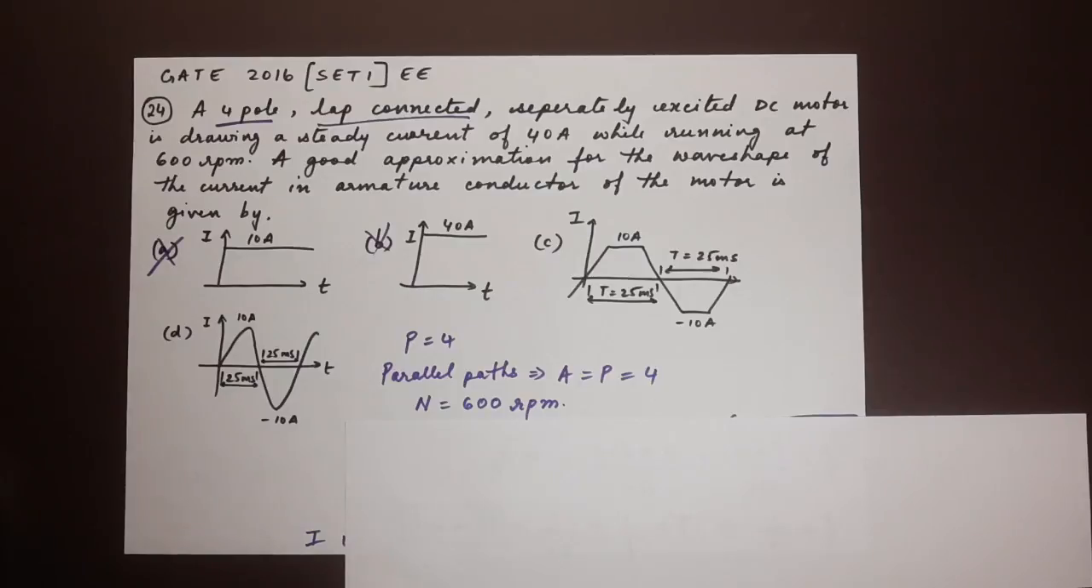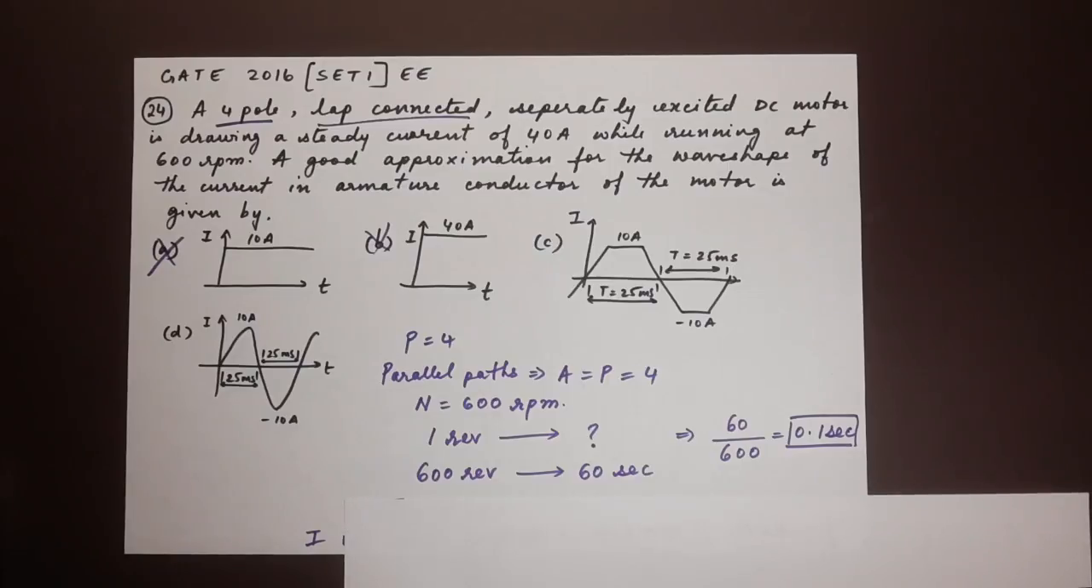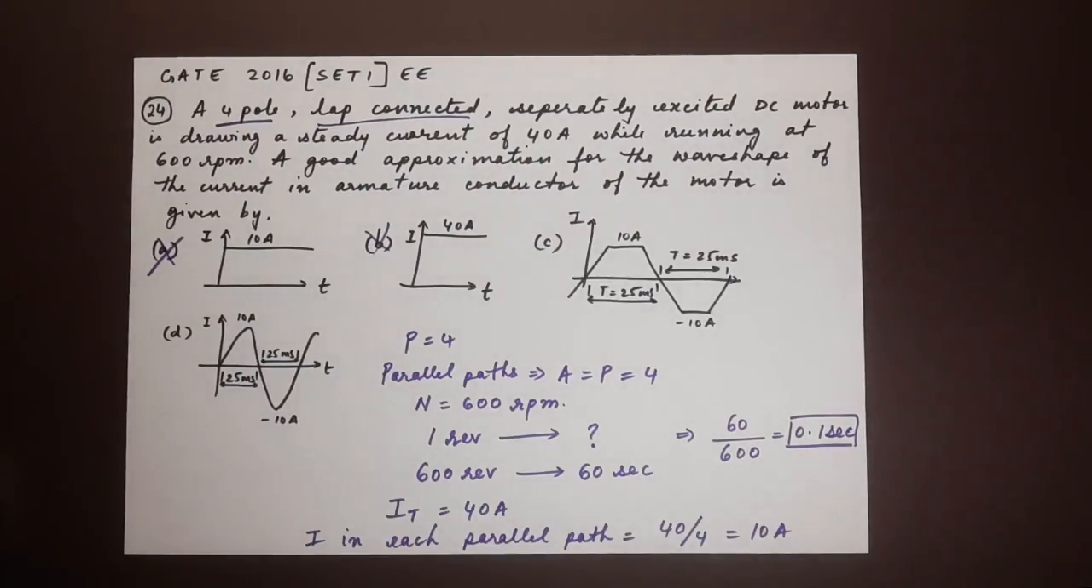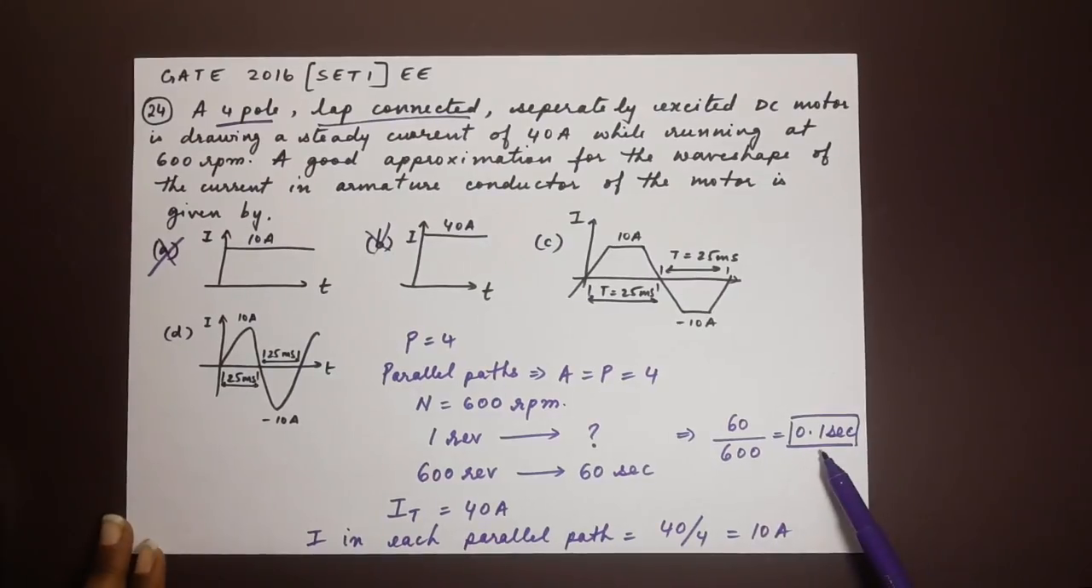Now let me tell you how to determine the time period. There are actually 2 ways by which we can find out the time period of a waveform. Before we go into that, let's find out what is the time taken to complete 1 revolution. It is given that the speed is 600 rpm. For 600 revolutions it is 1 minute, so 60 seconds. How much would 1 revolution be? 1 revolution would give us a ratio of 60 by 600, which is 0.1 second, which means that for every 1 revolution it takes 0.1 seconds.